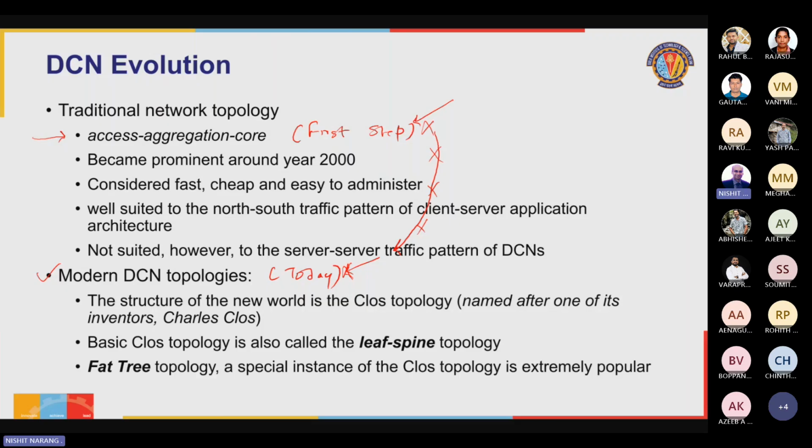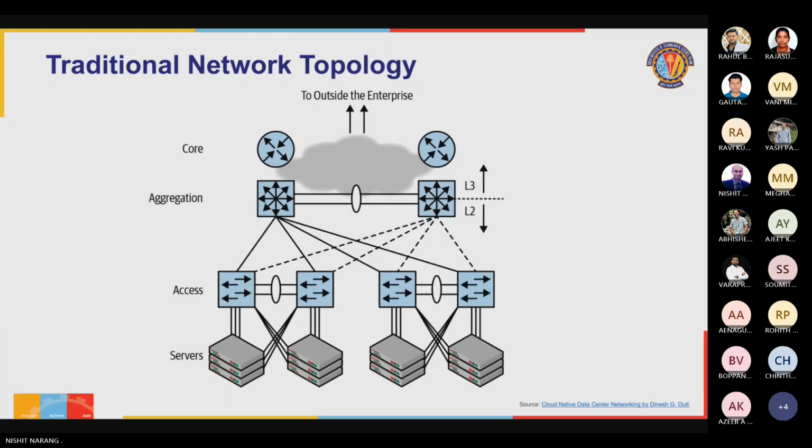Fat tree topology is another special instance of the basic Clos topology, which is also quite popular in modern data center networks. So this is what we will talk about broadly in today's class. And next class, we will try to trace the journey from the first step, the access aggregation core, to where we are today, which is the Clos topology.